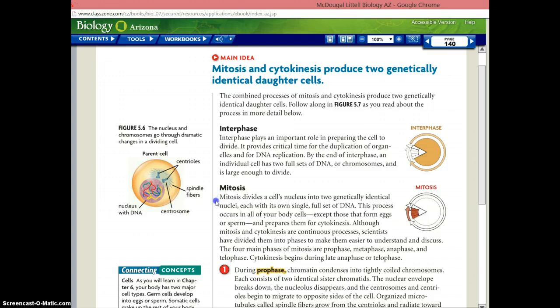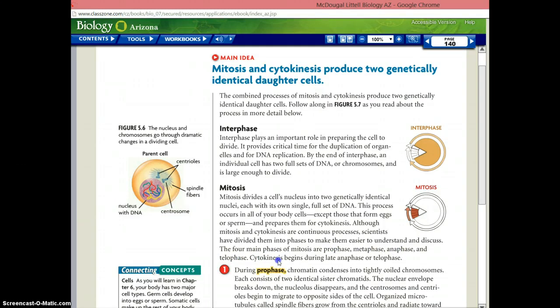Mitosis. Mitosis divides a cell's nucleus into 2 genetically identical nuclei, each with its own single, full set of DNA. This process occurs in all of your body's cells, except those that form eggs or sperm, and prepares them for cytokinesis. Although mitosis and cytokinesis are continuous processes, scientists have divided them into 4 phases to make them easier to understand and discuss. The 4 main phases of mitosis, in order, are prophase, metaphase, anaphase, and telophase.